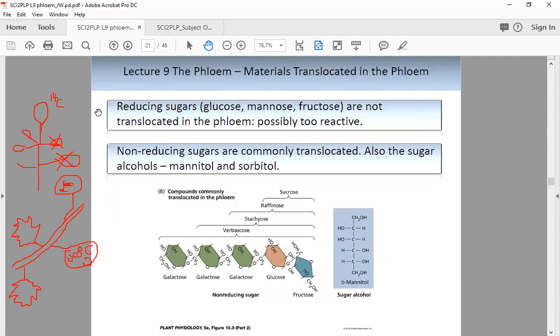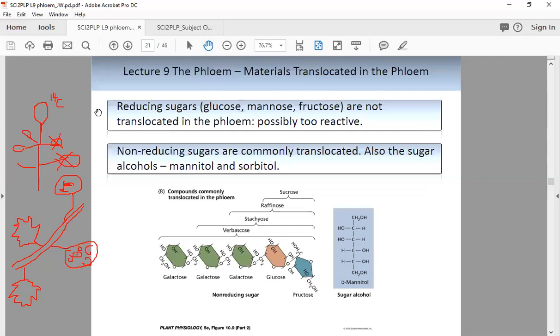So I best not ask you why we call them reducing sugars. Okay, I will move on. No answer. Please don't. All right, it doesn't matter. It really doesn't matter. You don't need to know.